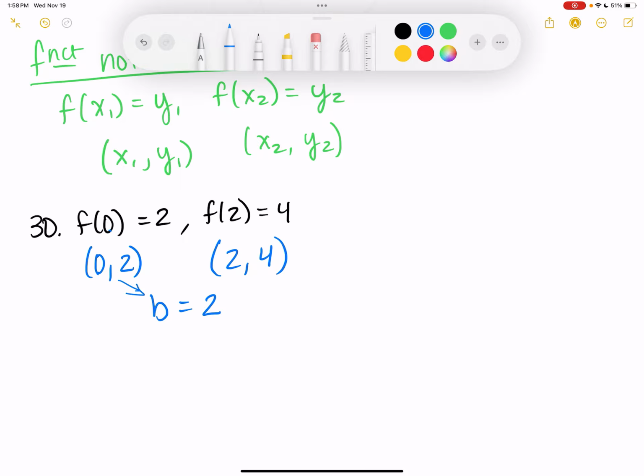Okay, negative 4 minus 6 over 0 plus 2. So that's negative 10 over 2, which I'll simplify to negative 5. So that's y equals negative 5x minus 4.